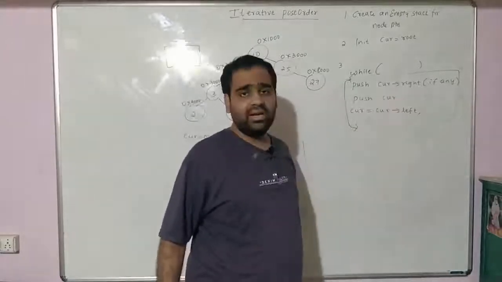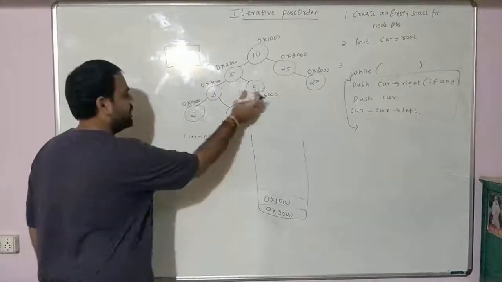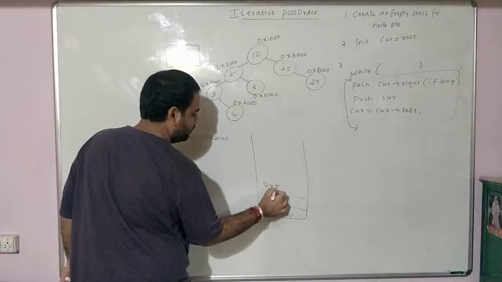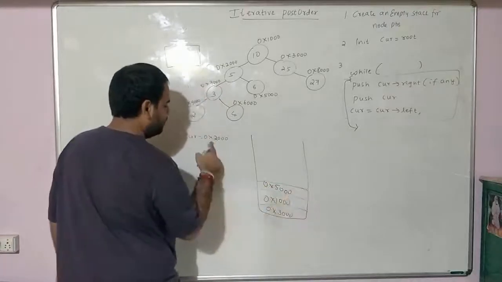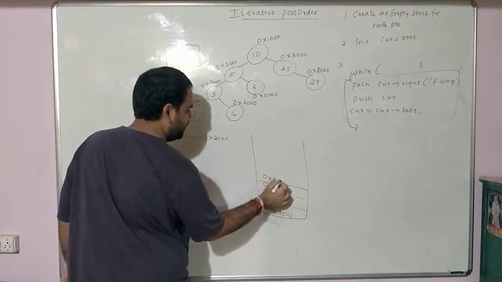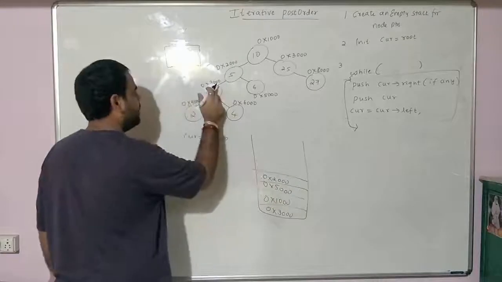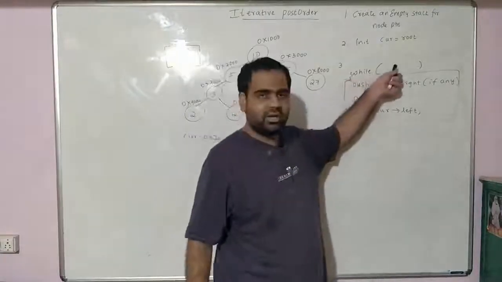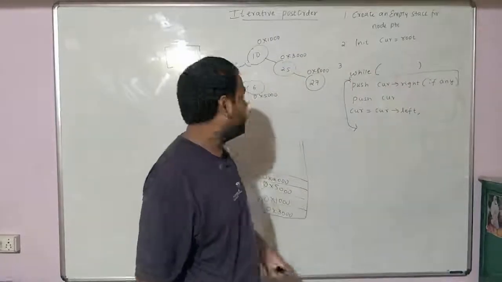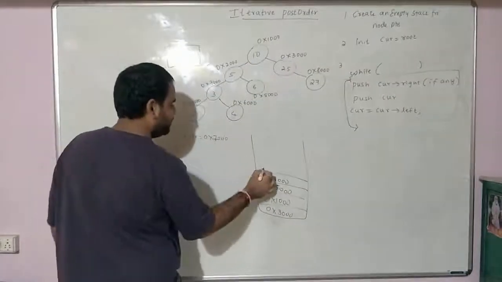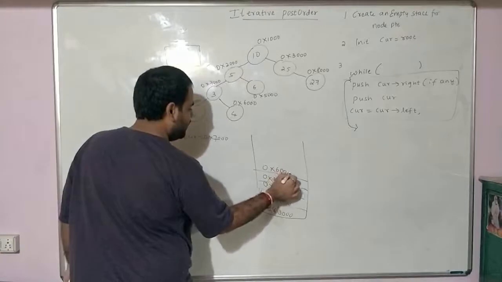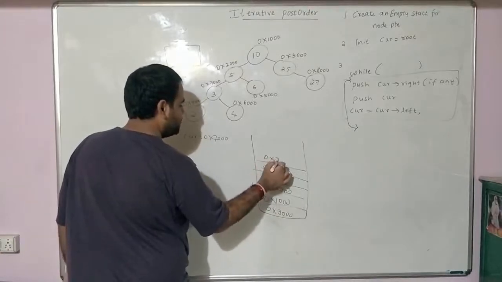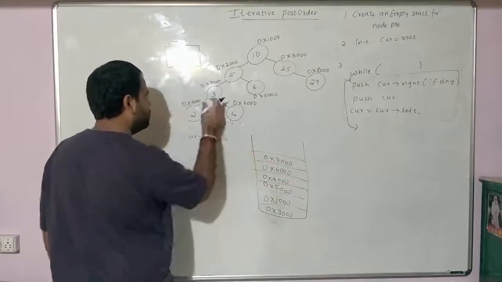Push current arrow right if any. What is 2000 arrow right? It is 5000. 5000 is there. Therefore, you push it. Then you push current to the stack. And you say current equal current arrow left. What is current arrow left? It is 7000. Go back, assume the condition is true. Push 7000 arrow right if any. What is 7000 arrow right? 6000. And push the current to the stack and set current is equal to current arrow left.